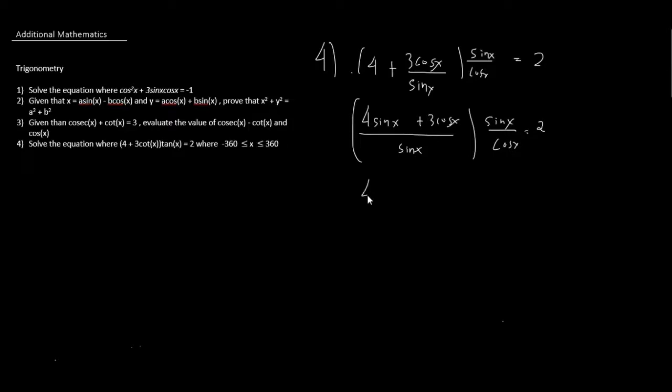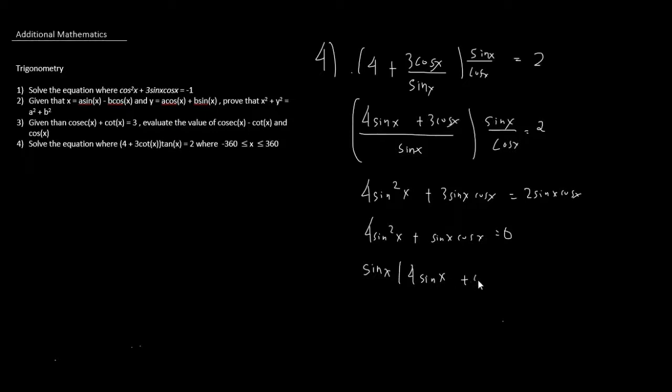Right, so now if we multiply everything in, we have 4 sin square x plus 3 sin x cos x is equal to 2 sin x cos x. Notice I just cross multiplied 2 into sin x and cos x, therefore we have this one equation. So right now we have 4 sin square x plus sin x cos x is equal to 0, right? And notice that we can factor sin x out because it's a like term. So we have sin x times 4 sin x plus cos x is equal to 0, right?